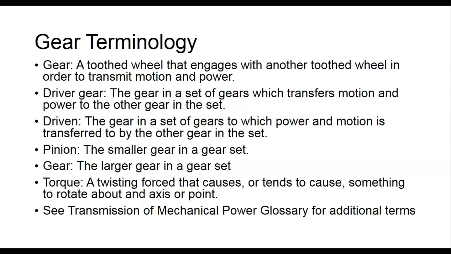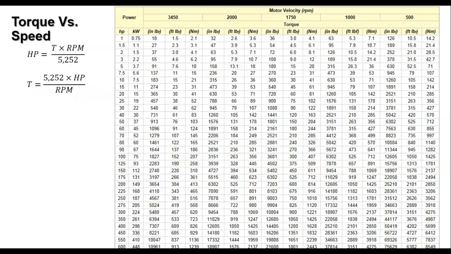Then we have the pinion. Pinion is just the smallest gear in a gear set. Most people call it a pinion gear, but just pinion, and then the gear would be the largest gear in the gear set. Torque is a twisting force that causes or tends to cause something to rotate about an axis in a point. And there's a glossary on the Blackboard site. There should be a mechanical section for this class where you can go back and look up these terms.